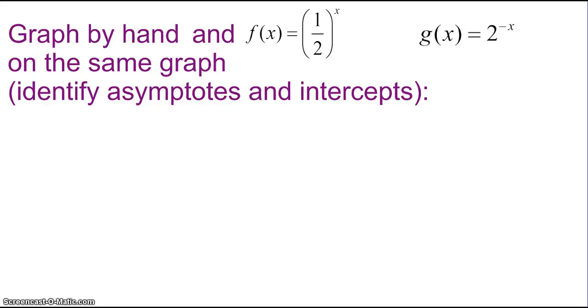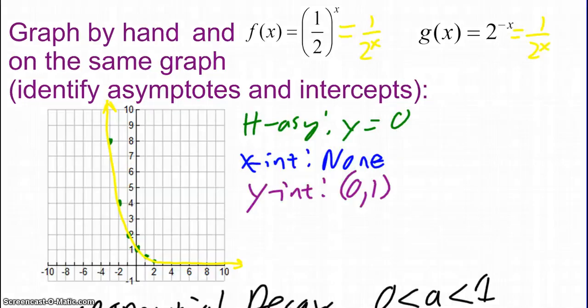Alright, now I want you to try and graph by hand f of x equals (1/2)^x and g of x equals 2^(-x) on the same graph. Identify asymptotes and intercepts. Pause the video, unpause when you're ready to check your work.